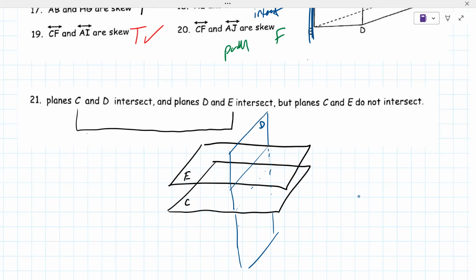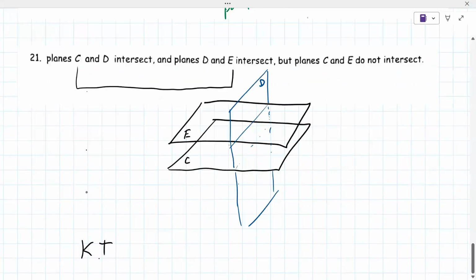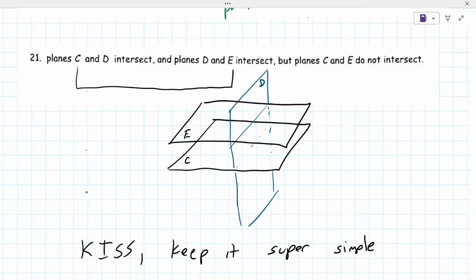There are other options. Try not to overcomplicate it when you're drawing. There's an acronym that I really like, KISS, and it stands for Keep It Super Simple. It means don't complicate something that doesn't need to be complicated. If you feel like what you're drawing is really complicated, you probably need to just reset and start over.